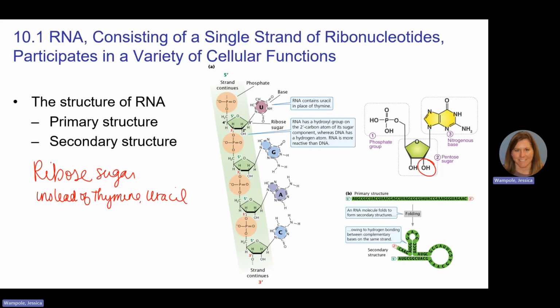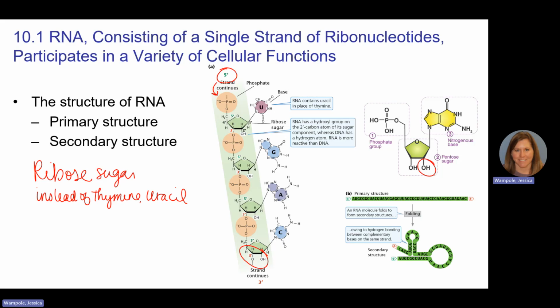We still get a phosphodiester bond to form that sugar phosphate backbone. We still have 5' ends, 5' being the phosphate end, and then the 3' end being the hydroxyl group. And then we still have the nitrogenous bases sticking off to the side. However, RNA is always just a single-stranded molecule. The only caveat to that is there are some viruses that are double-stranded RNA. But as far as plants, animals, fungi, all of our living cells, they're all going to be single-stranded RNAs.